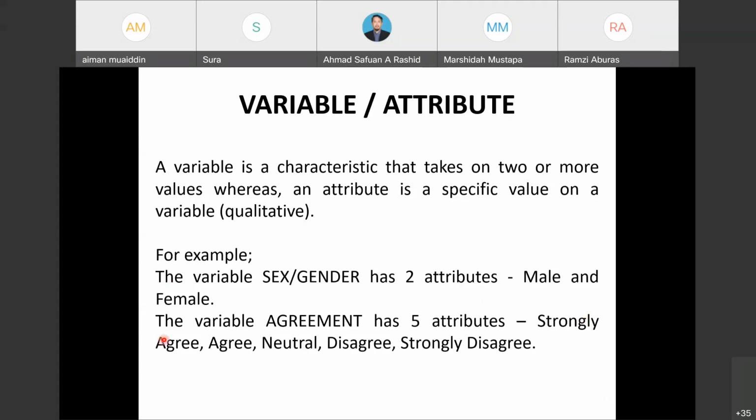This is normally related to, for example, someone who wants to carry out a project management study, so we normally use this kind of agreement variable. Okay, so it's a very qualitative approach.